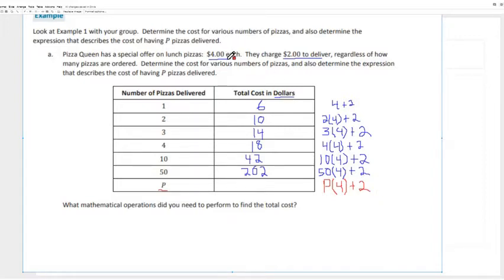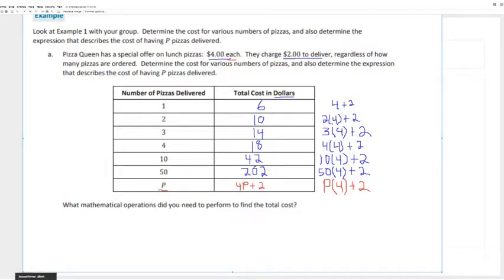So once again, the word each means multiplication. They charge us $2 for delivery, and it says regardless of the number, so it doesn't matter. So this 2 doesn't change based on the number of pizzas. It's called a constant. It stays the same. So this would be our expression: 4P, or 4 times P, we usually write it like this. The cost of the pizza times the number of pizzas plus $2 for delivery.